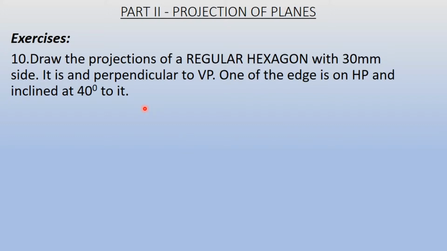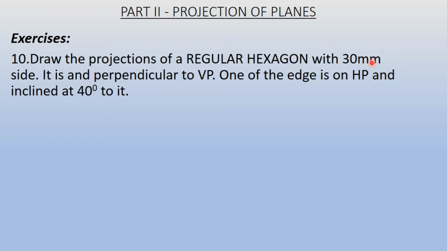This is exercise number 10. Draw the projections of a regular hexagon with 30 mm side and it is perpendicular to VP. One of the edges is on HP and inclined at 40 degree to it. So this is a little bit trickier question, but not tough, because it's just a regular hexagon with 30 mm side. It is a two-dimensional figure, a hexagon.